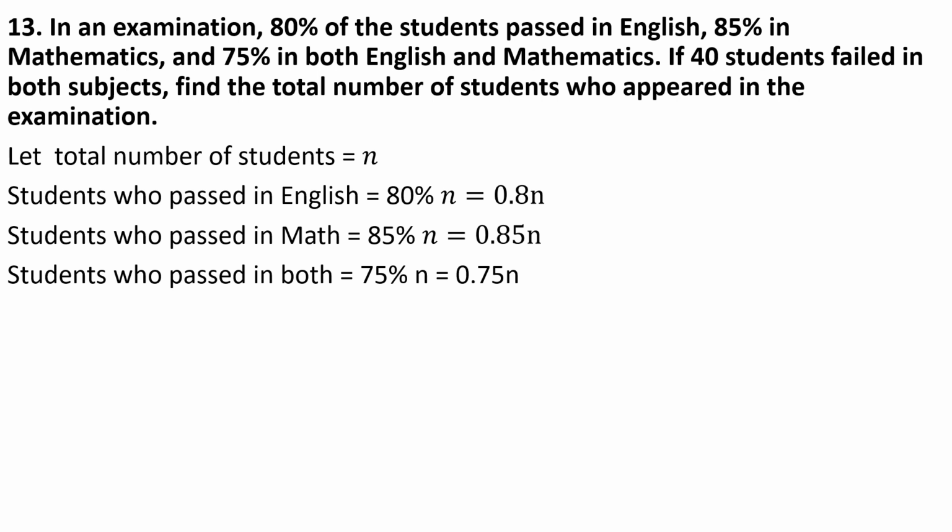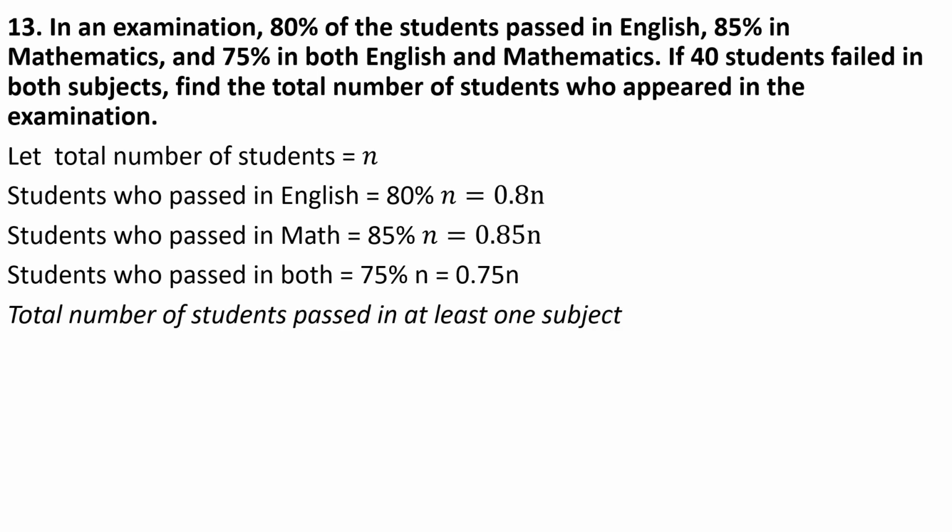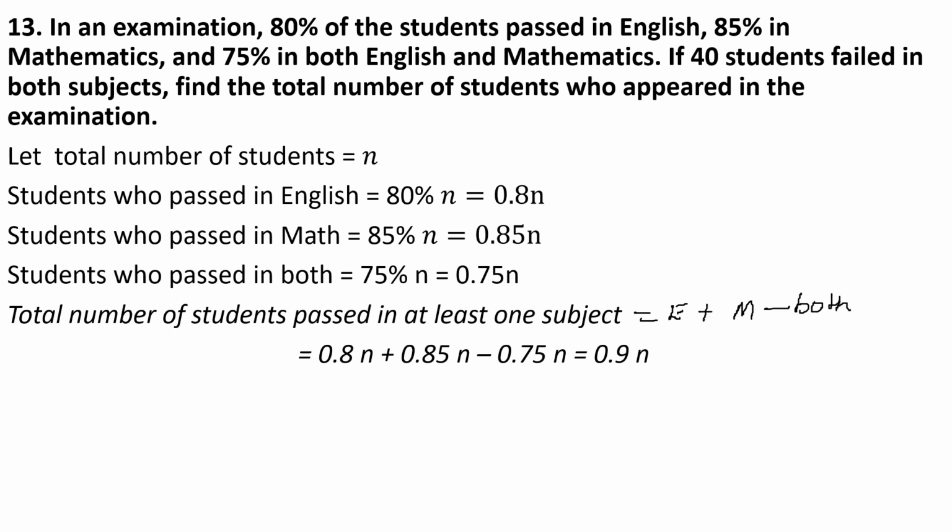Now the number of students who passed in at least one subject will be equal to the number of students who passed in English plus the number of students who passed in mathematics minus the number of students who passed in both the subjects. In English, we have 80%, so 0.8n. In maths, we have 85%, so 0.85n. Minus both, 0.75n. So that will be total 0.9n. That means 90% of students passed in at least one subject.